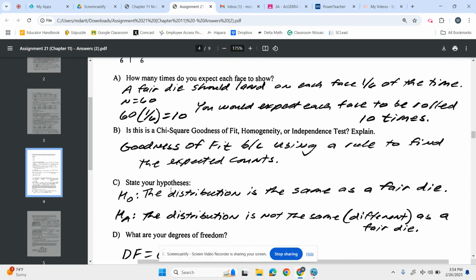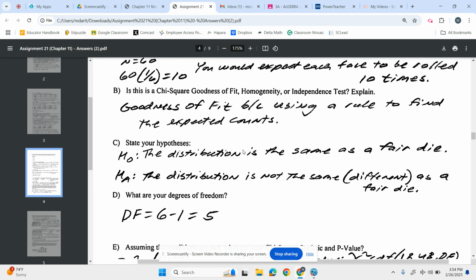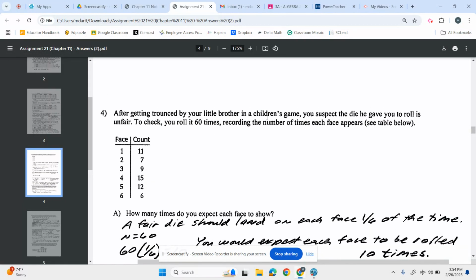Well, remember, the null is always an equal sign, so the distribution is the same as a fair die. Remember, we're looking at a fair die up here. The distribution is the same. So the alternative would be the distribution is not the same. It's different. So that would make it an unfair die, like it talks about here.